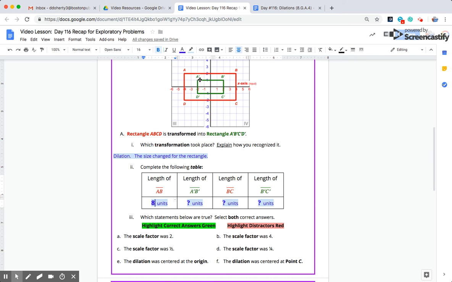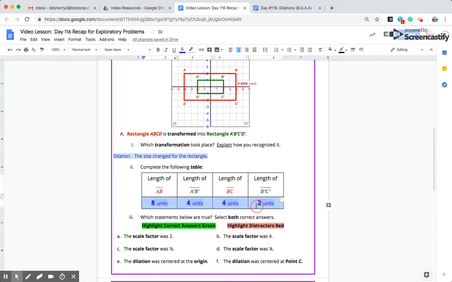When we look at the image, the green rectangle's line segment A'B', we see that it goes from -2 to +2, and that's going to be a length of 4 units. When we look at BC, we see it goes from +2 down to -2, so BC had a length of 4 units, and the image of B'C' in green here is only 2 units as it goes from +1 down to -1.